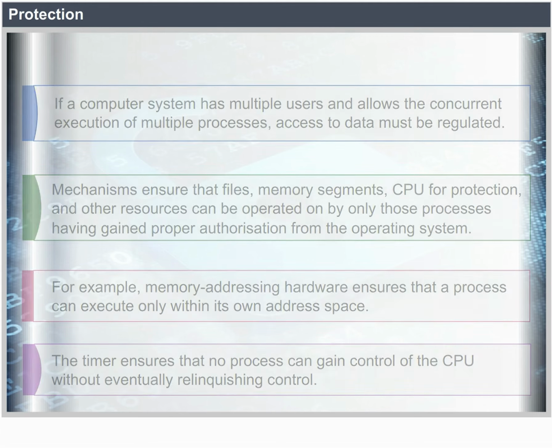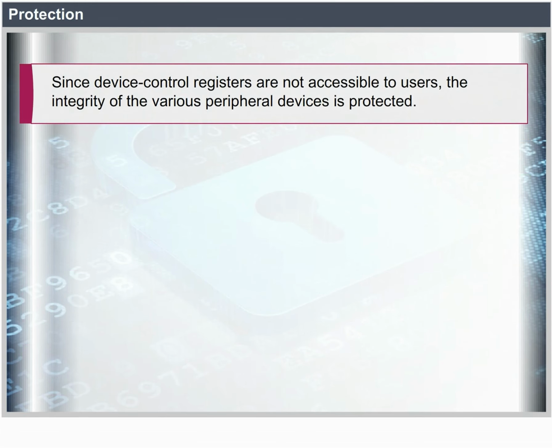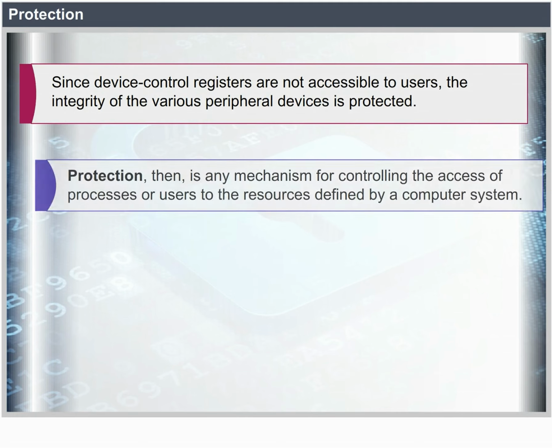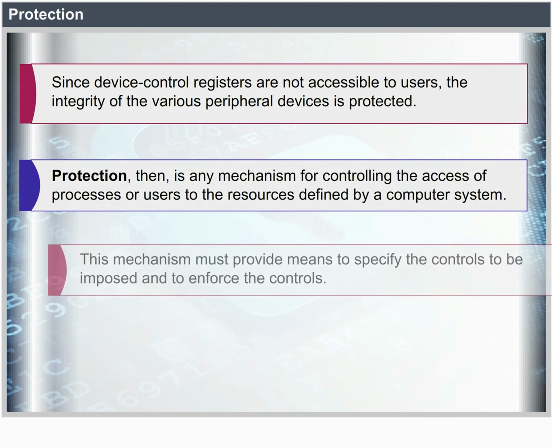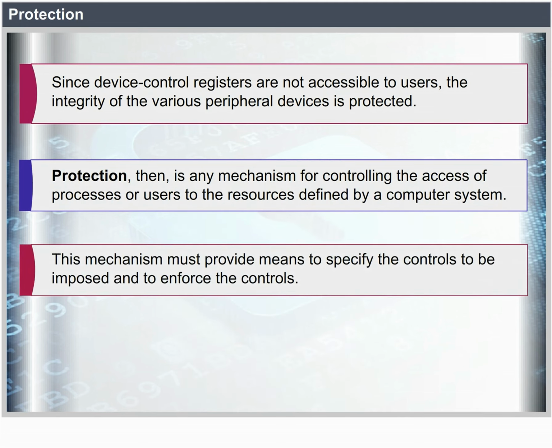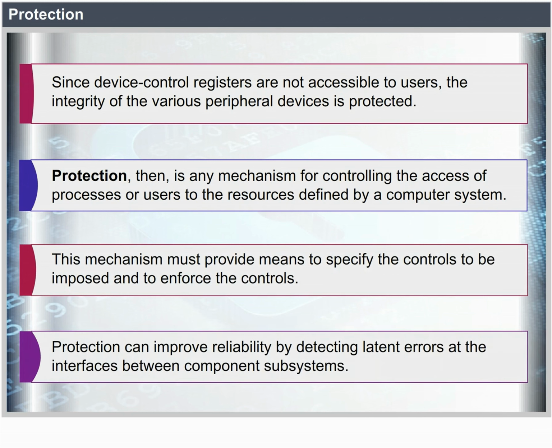Device control registers are not accessible to users, so the integrity of the various peripheral devices is protected. Protection, then, is any mechanism for controlling the access of processes or users to the resources defined by a computer system. This mechanism must provide means to specify the controls to be imposed and to enforce the controls. Protection can improve reliability by detecting latent errors at the interfaces between component subsystems.